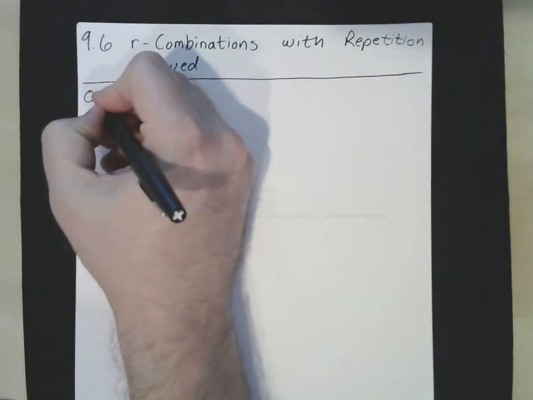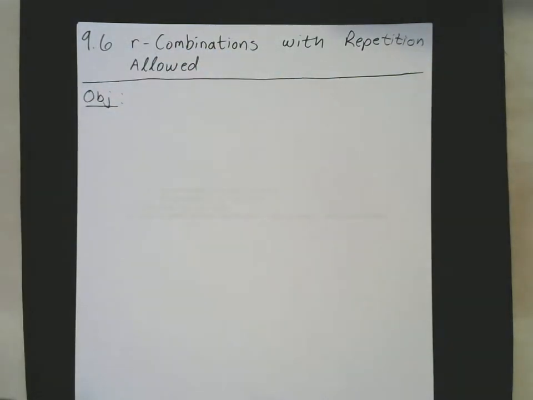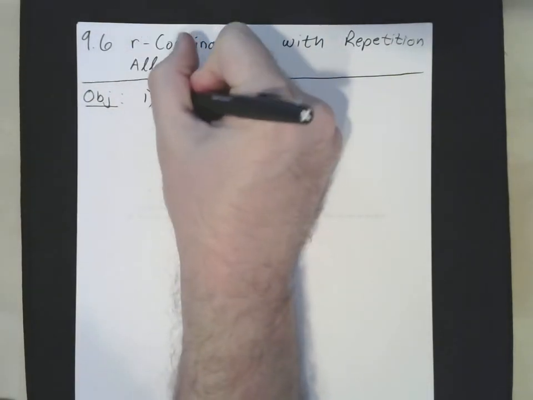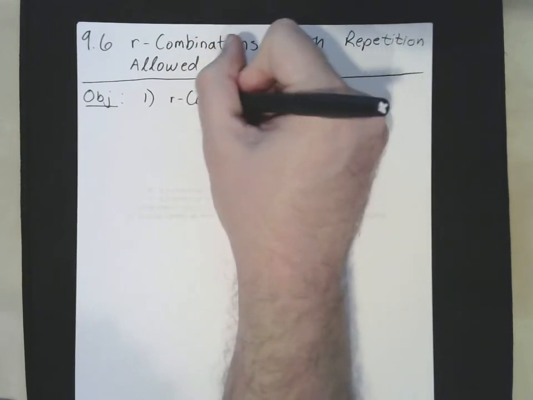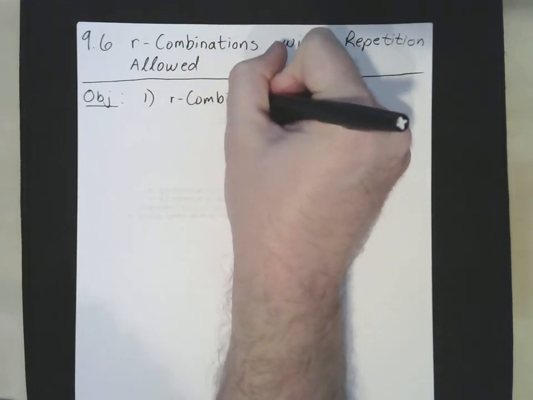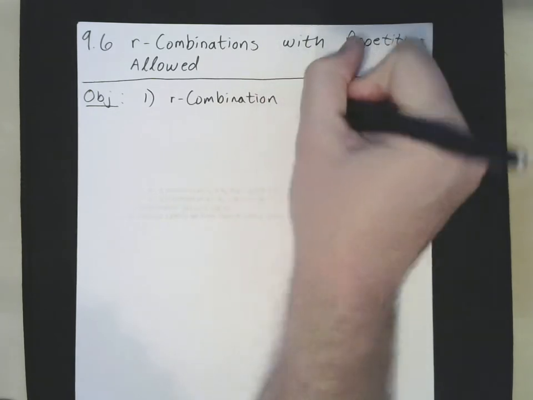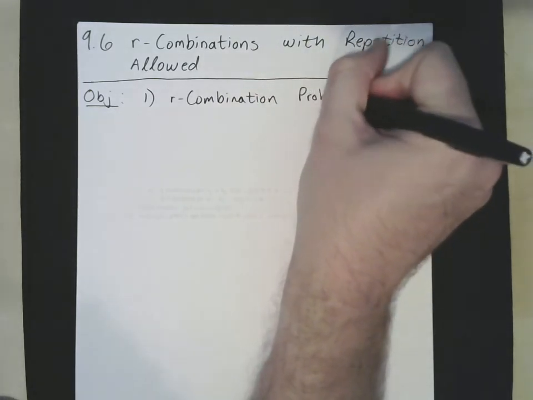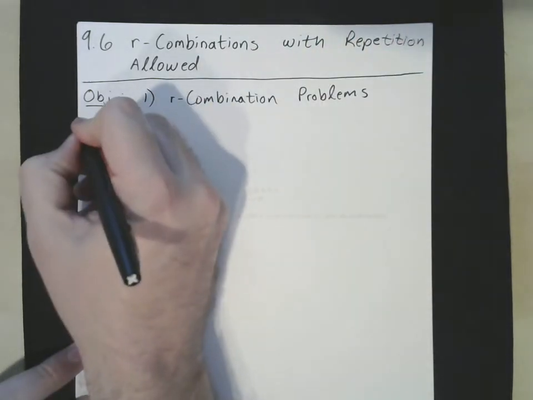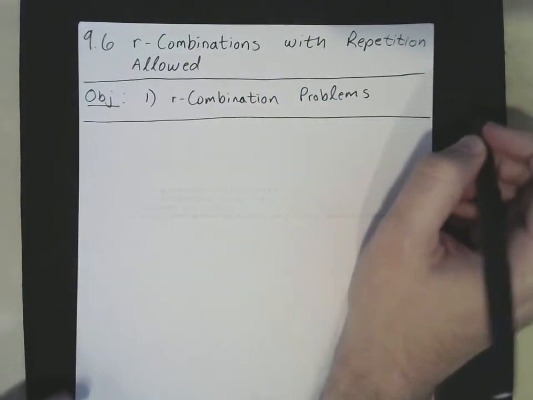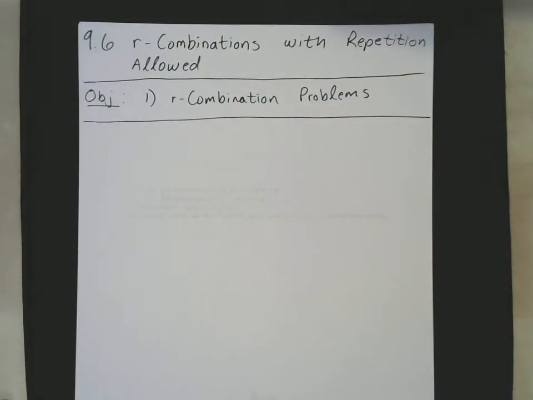So we really only have one objective in this section, and that's to look at R combination problems. Our goal here is to showcase how we use R combinations with repetitions and how it changes some of the infrastructure that we've set up in the last couple sections. It's not too different, but there are some important and key changes that we have to make.